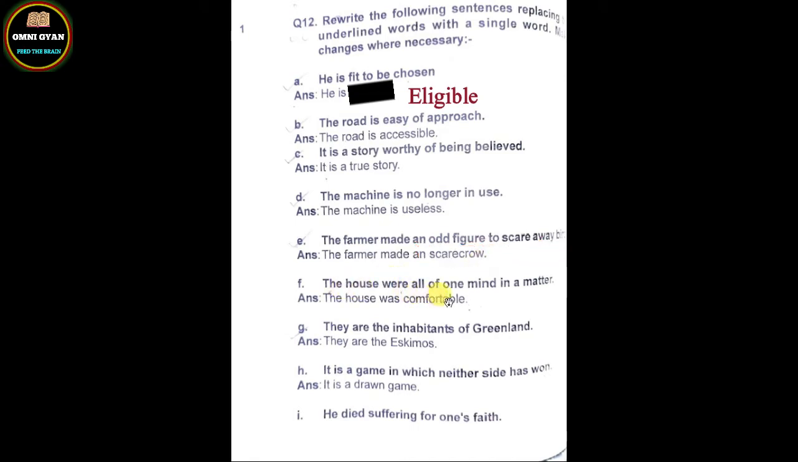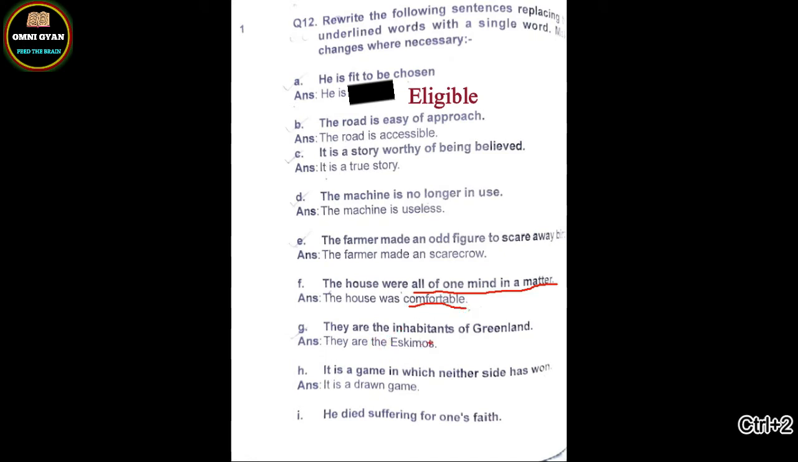The house were all of one mind in a matter. All of one mind in a matter. So the house was comfortable, relaxing. Okay, comfortable. So the house was comfortable.